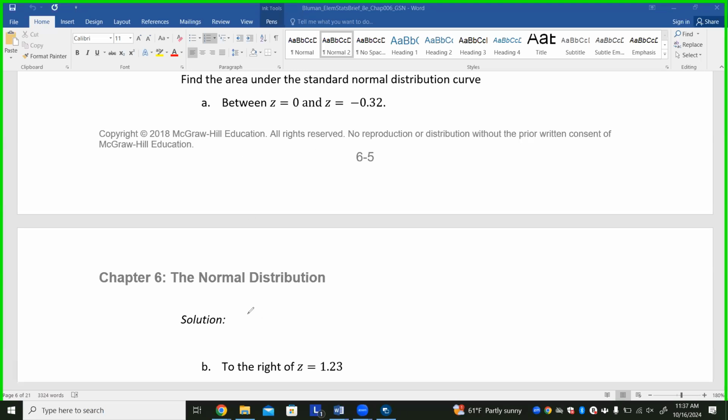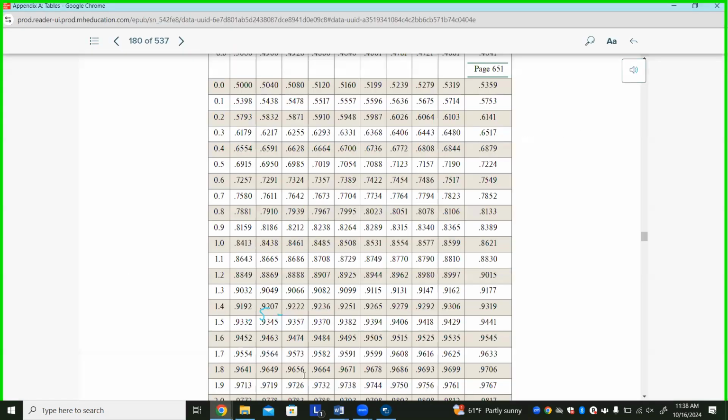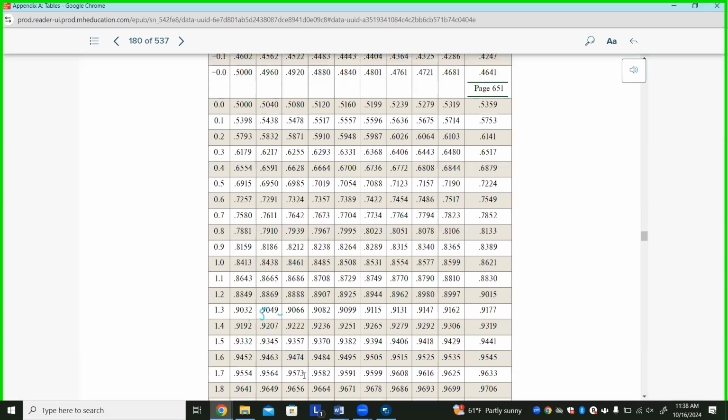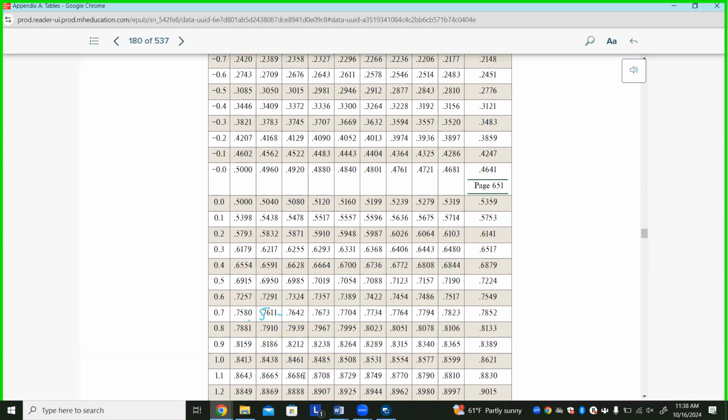All right, so what was the z-score of 0? That was 0.5. What's the z-score of -0.32, not 72? Hold on, let's go look for it. All right. Oh, I've got to go to negative. Yep. So -0.32 should be 0.3745.